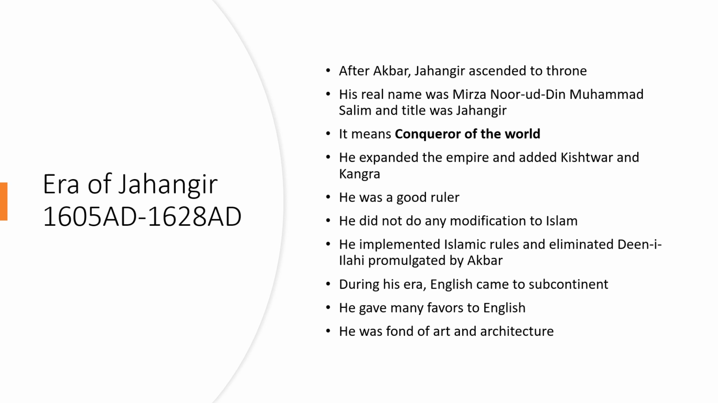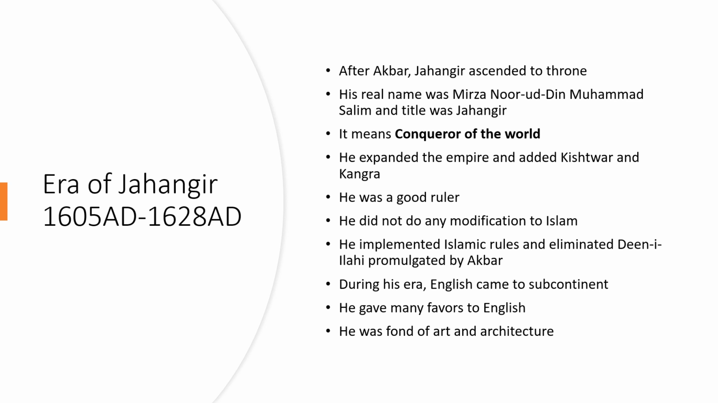He expanded the empire and added Kishtwar and Kangra to the Mughal Empire. He did not make any modifications to Islam. In fact, he reversed all the modifications made by his father to Islam. He implemented Islamic rules and eliminated the Deen-e-Ilahi promulgated by Akbar.